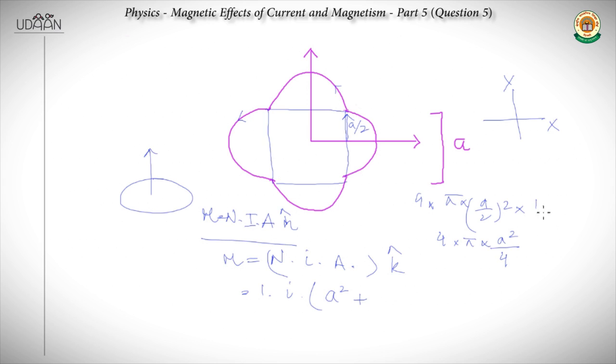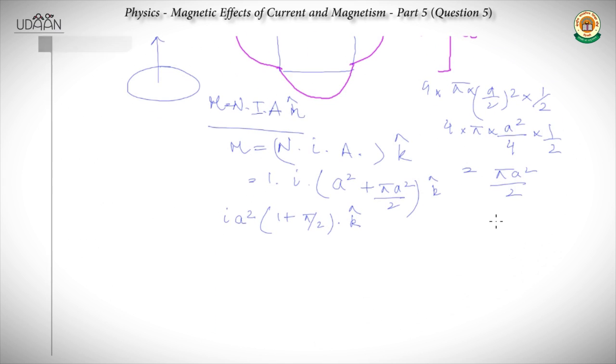Area is basically this into 1/2 because it is a semicircle, not a circle. We have to be careful here. We might make a silly calculation mistake. Into 1/2, which is equal to basically pi a square by 2. So we add it here, to k cap. So the final result comes out to be I a square into 1 plus pi by 2 k cap, in the direction out of the plane of the paper.